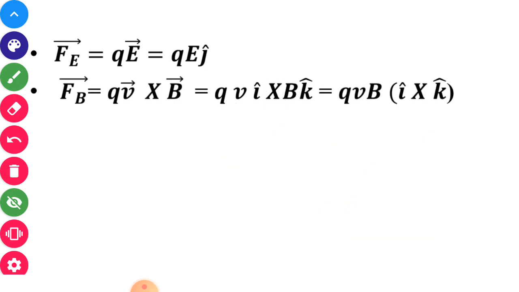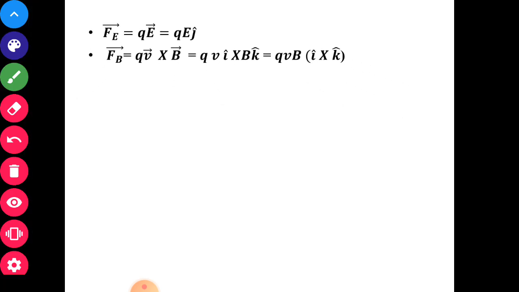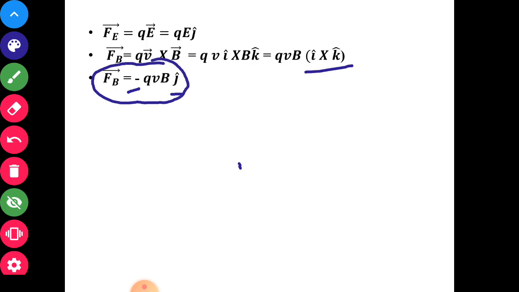So again I am explaining, you can understand, i cross k becomes minus j cap. So this will be the direction of the magnetic force. So magnetic force is in negative y direction and electric force is in positive y direction, that I explained earlier.